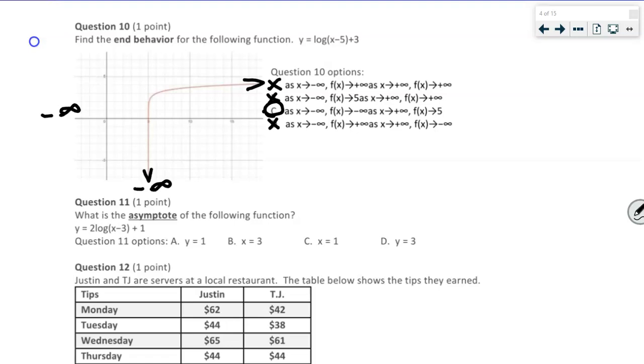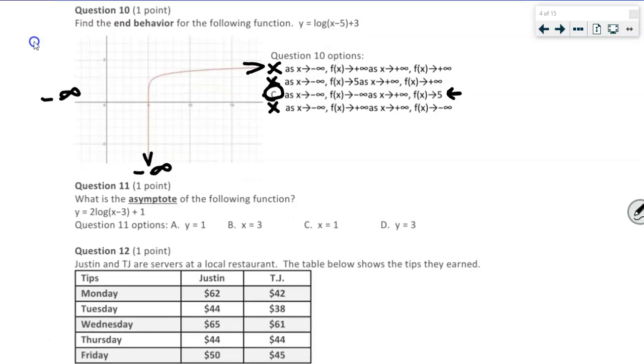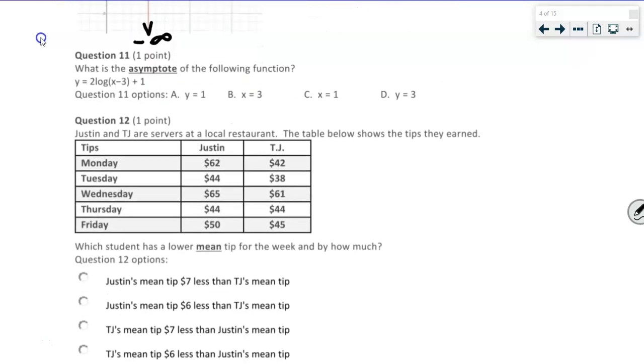And what I did was I put this into Desmos and I looked way out on the x-axis, and that graph never did go past 5, so this is correct, okay? So question 11 says, what is the asymptote of the following function? So again, this time I'm going to put this in the calculator, and I'm going to look at what this function looks like.